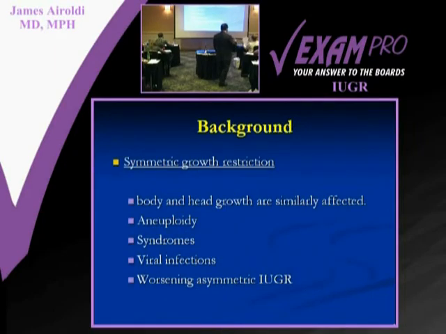And what happens in the heart that causes that? It's that shunting straight across the ductus venosus opens up and shunts blood across the foramen ovale into the left side of the heart. Symmetric IUGR.